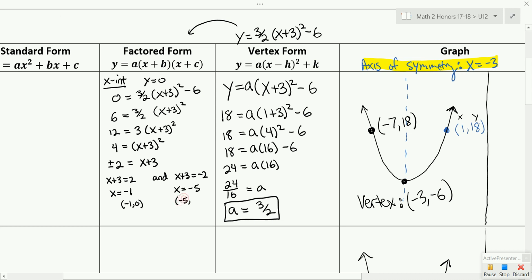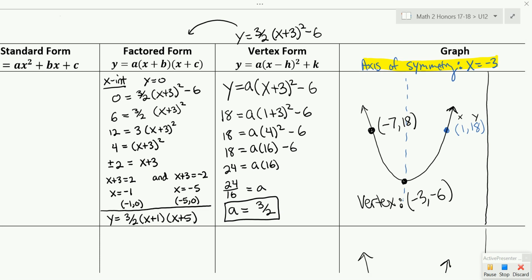So you don't have to use factored form to find x-intercepts. You could use vertex form. Okay? Now, here's the nice thing. I can write my factored form of my equation now. I'm going to do it, see if you can tell where things are coming from. There we go. So, if you don't see it, I'll help you.